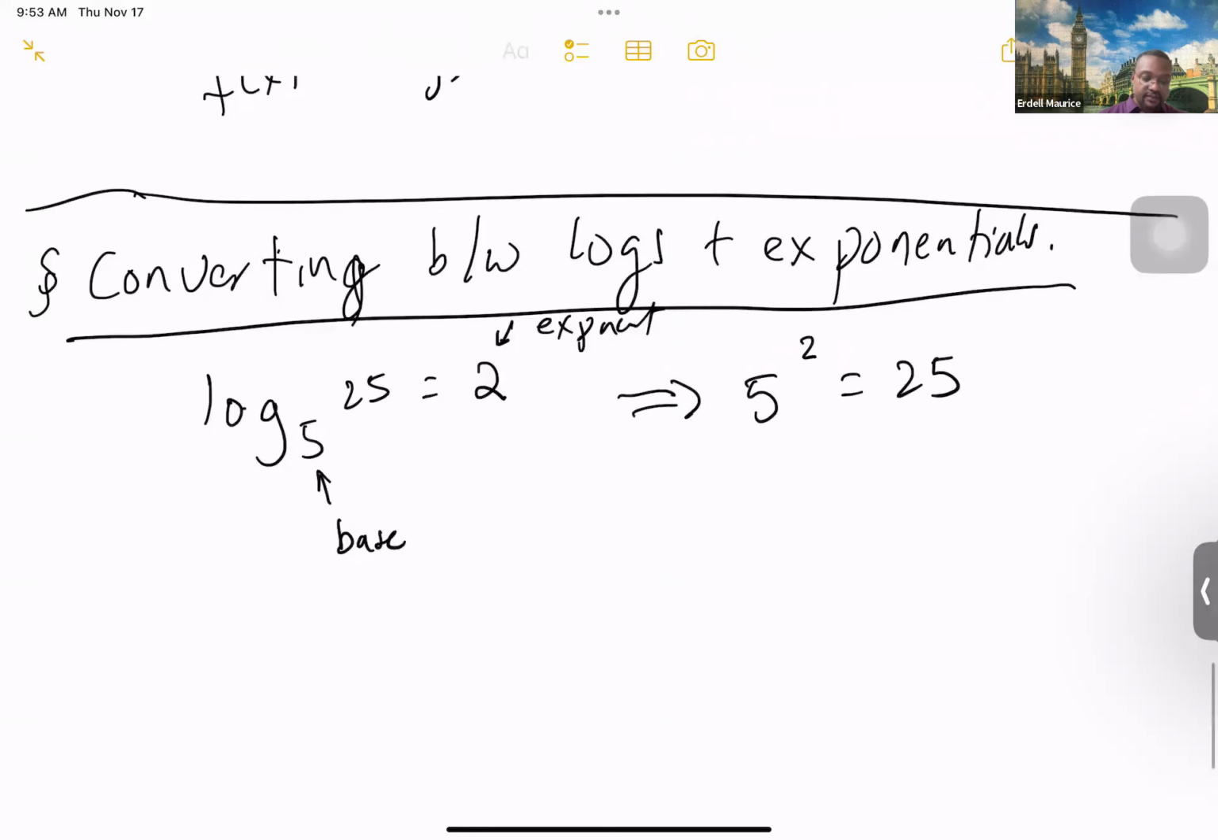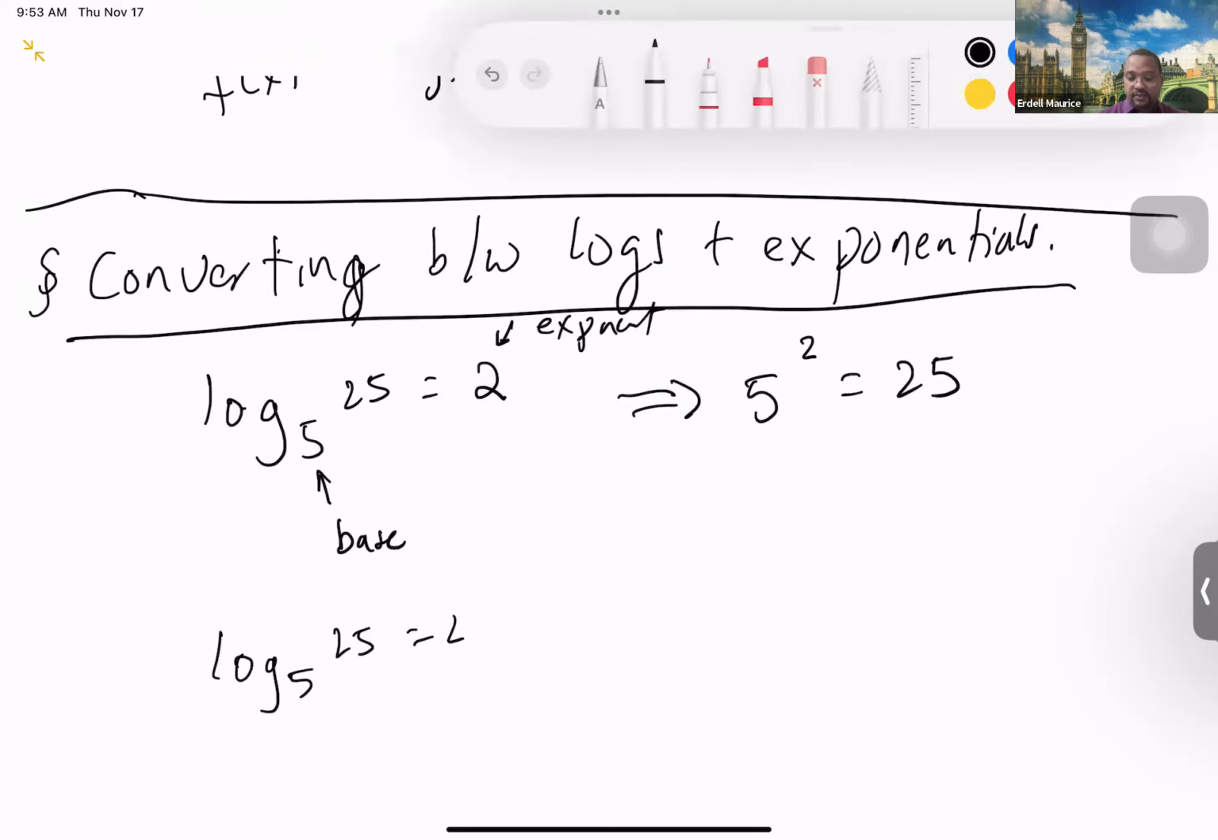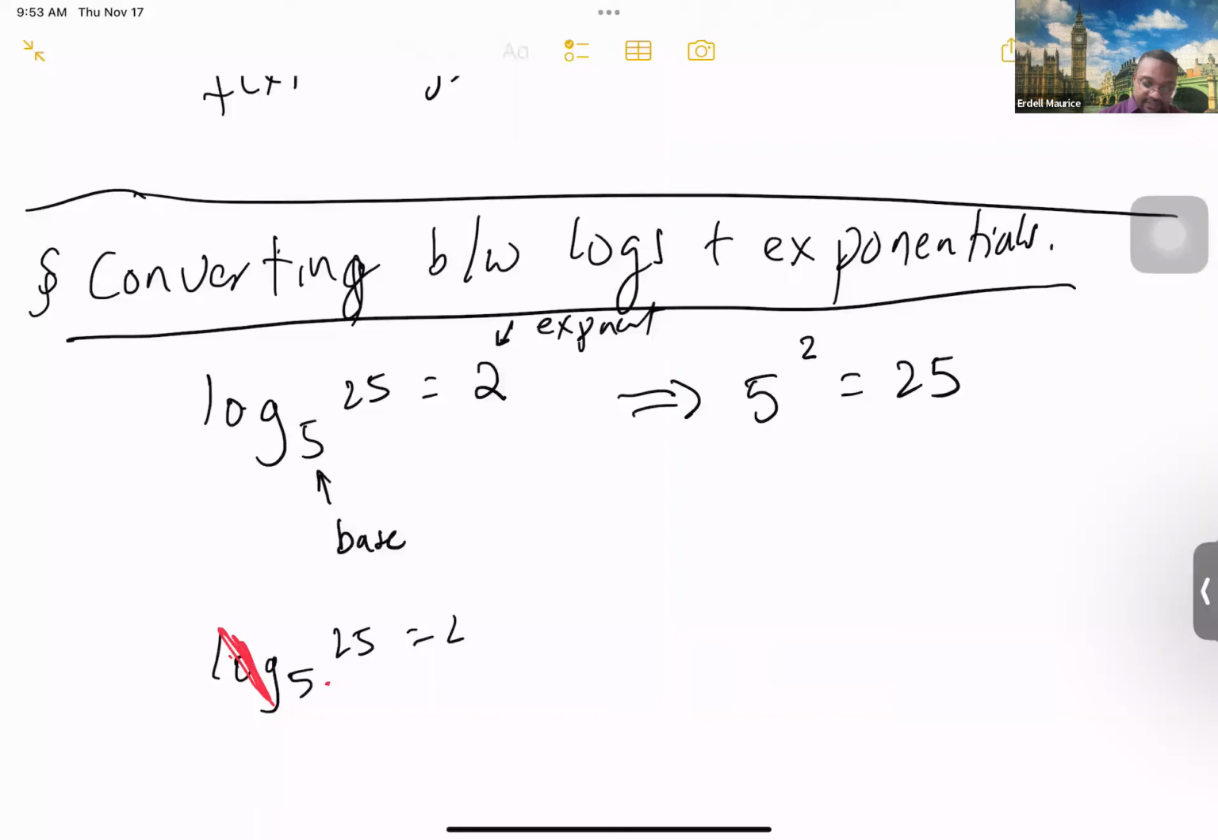Okay, a different way to convert them, but still get you to the same place, log base 5 of 25 equals 2, is you simply will drop the log and then slide the base over. And so therefore, it's going to be 25 is equal to, the base is going to be on the other side, 5 squared. And so that's how you convert from log to exponential form.